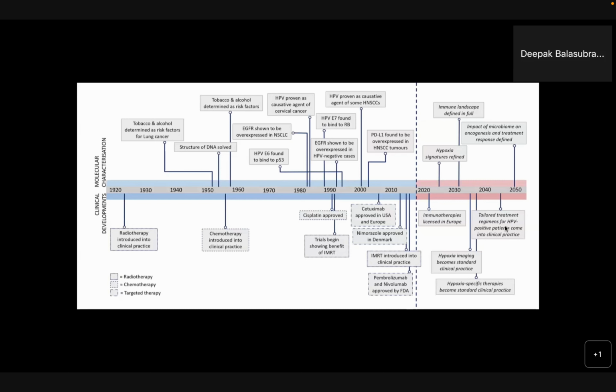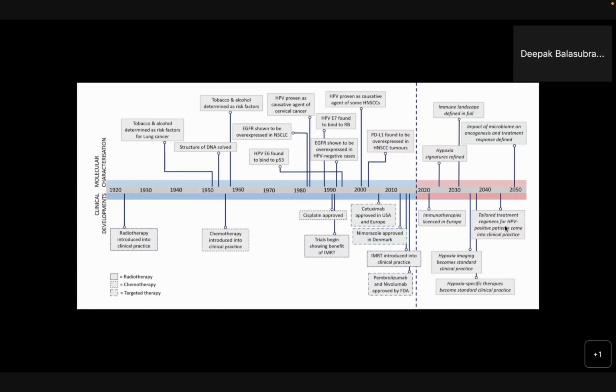Then, as we moved on, we found that HPV also causes head and neck squamous cell carcinoma, particularly oropharyngeal carcinoma. And then we also realized EGFR has been overexpressed in head and neck squamous cell carcinoma. Then we found out that programmed death ligand was overexpressed in head and neck squamous cell carcinoma in 2000. And as we move into the 2020s, 30s, and 40s, we have identified the immune landscape of tumors.